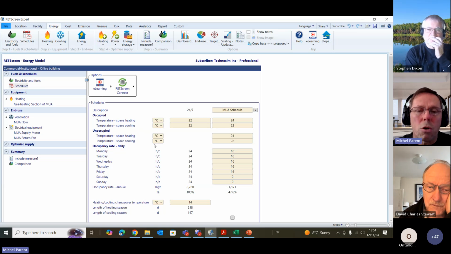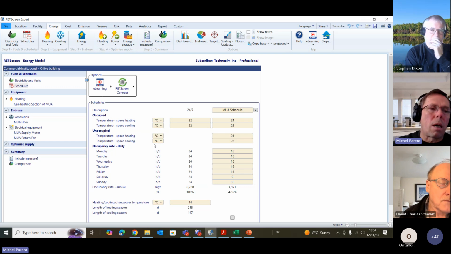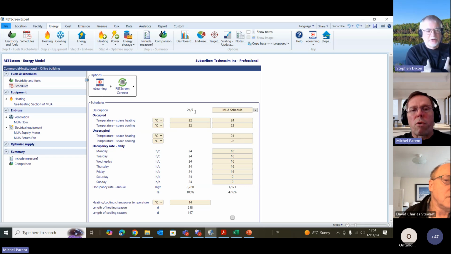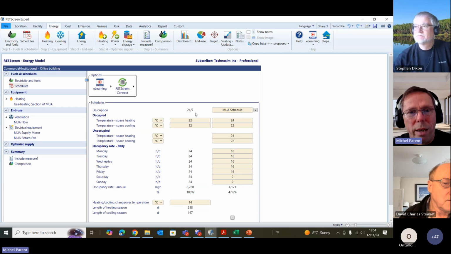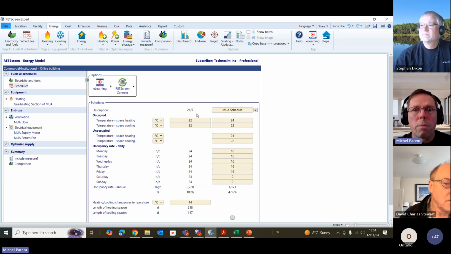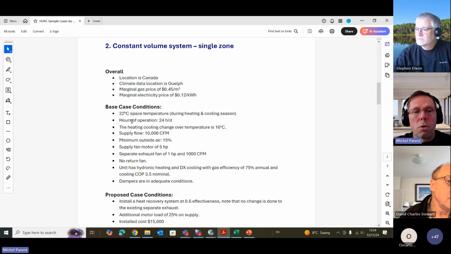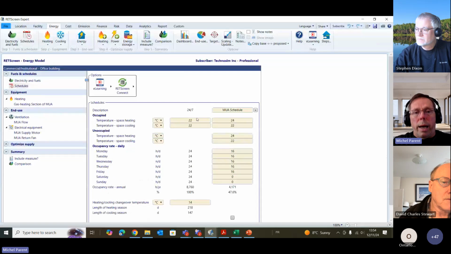So I'm going to come back later to delete it, to have a clean file, because right now our ventilation system is referring to that schedule, so it will not allow us to delete it. Which is a good feature of RETScreen. Yes, it's again a nice safety net. When you know, oh, I'm still using that, cannot delete it. So we're 22 degrees all the time. So we're going to go back, 22, 22. And we're 24/7, so that's pretty easy.